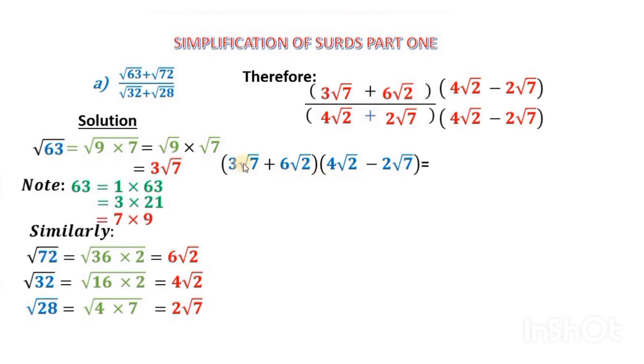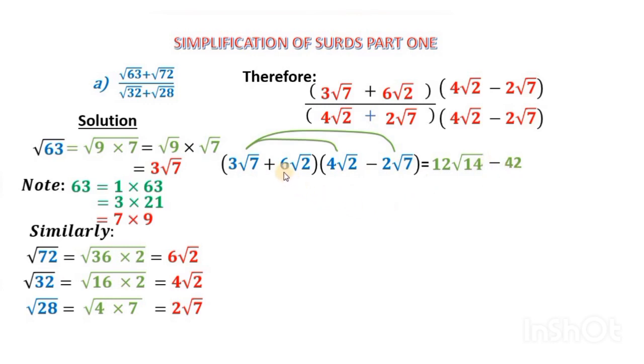So 3 root 7 multiplies 4 root 2, and that gives us 12 root 14. We'll have 3 multiplying 4 to give us 12, and then root 7 multiplying root 2 to give us root 14. Next, we multiply again 3 root 7 by negative 2 root 7, and that gives us negative 42. 3 multiplies negative 2 to give us negative 6, and then root 7 multiplies root 7 to give us 7. 7 by negative 6, that is negative 42.